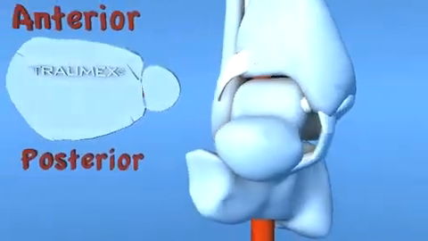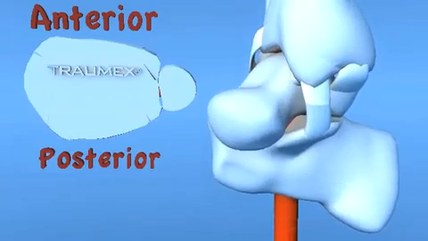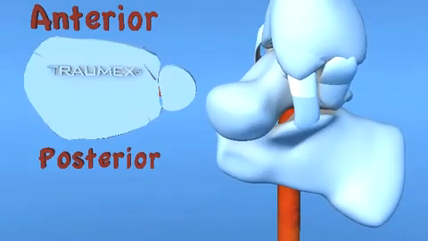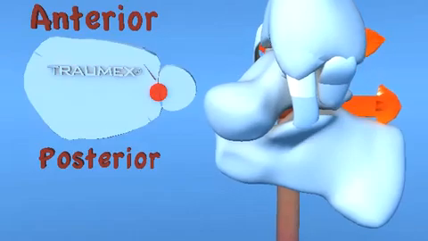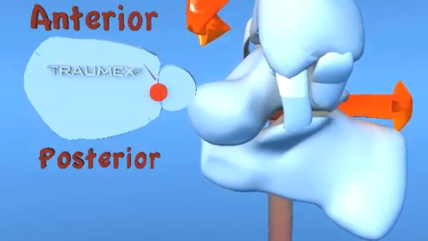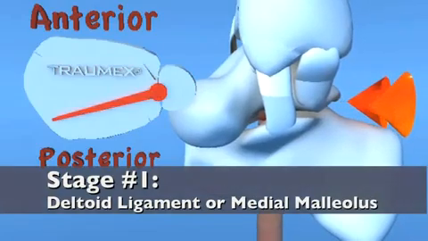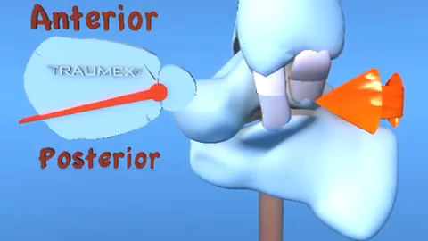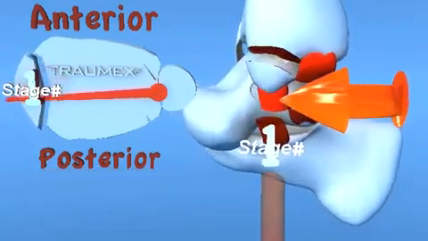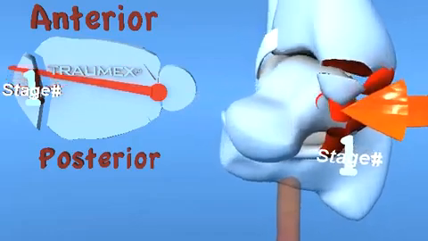With the foot in a fixed pronated position, the forces start along the medial axis of the tibia. The leg undergoes an internal rotation, creating tension on the deltoid ligament complex. In a stage 1 injury, one of two pathologies may occur: rupture of the deltoid ligament complex or a transverse fracture of the medial malleolus.